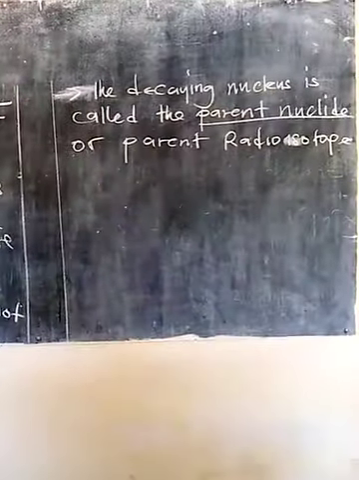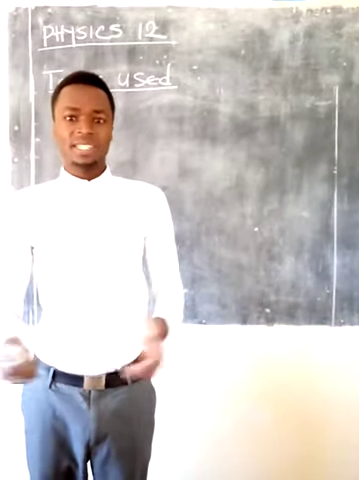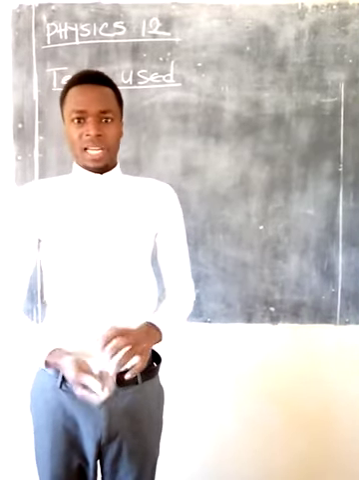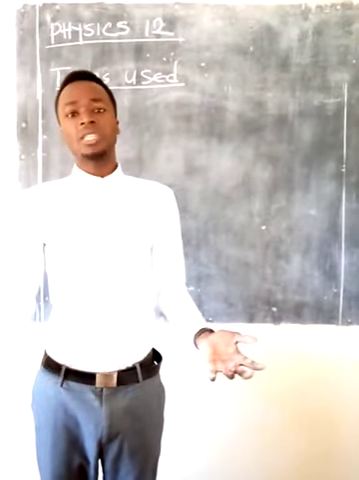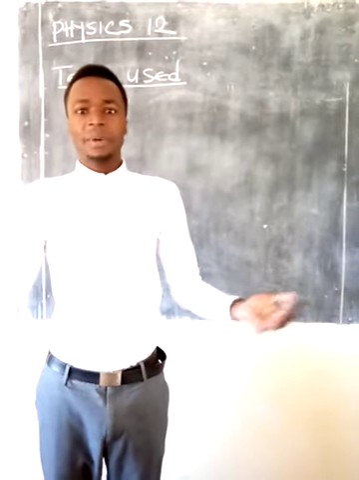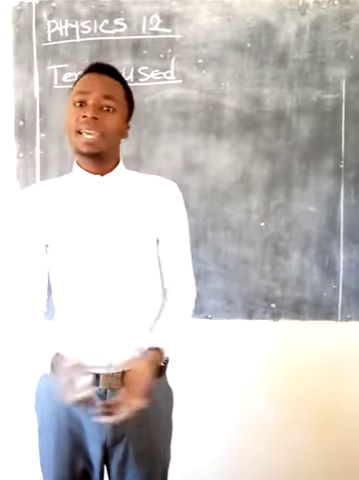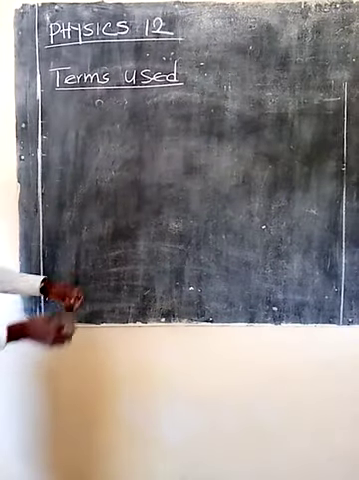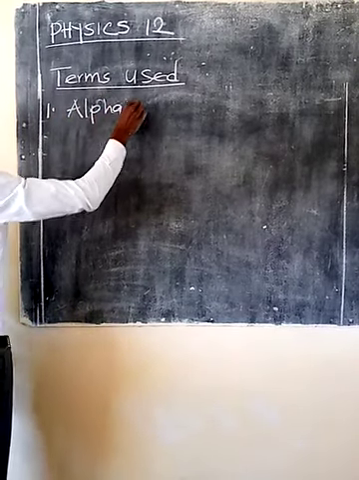So it's very important that you understand the terms that we are going to be using in this topic. When an element is decaying, it's going to produce a type of radiation by emitting an alpha particle, a beta particle, or a gamma ray. So what is an alpha particle, what is a beta particle, what is a gamma ray? It's important that you understand these three. So the first one is the alpha particle.